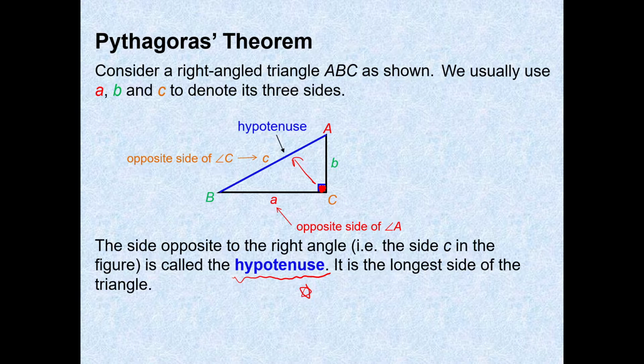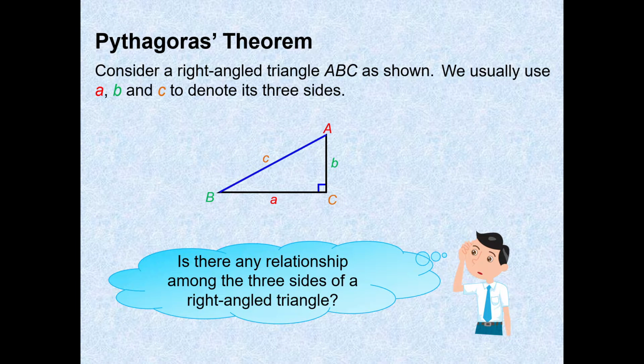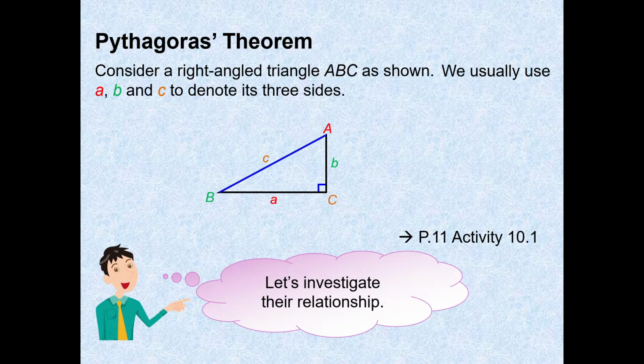Next, for the small a, which is the base of this triangle, which is opposite to the angle A. And then for the small b, this is the height of this triangle, and this is opposite to the angle B. Is there any relationship among the three sides of the right angle triangle? Now we are going to investigate the relationship. So now you can turn to page 11 of your textbook. We are going to complete the activity 10.1.